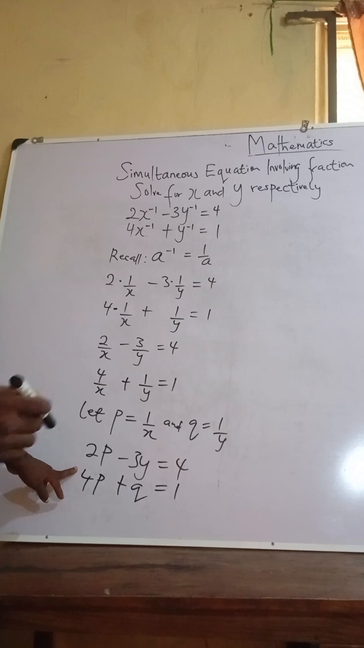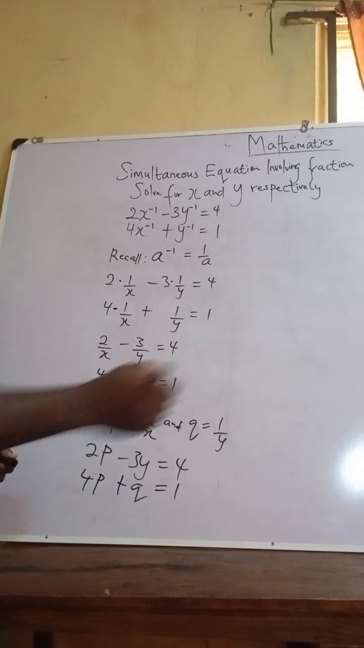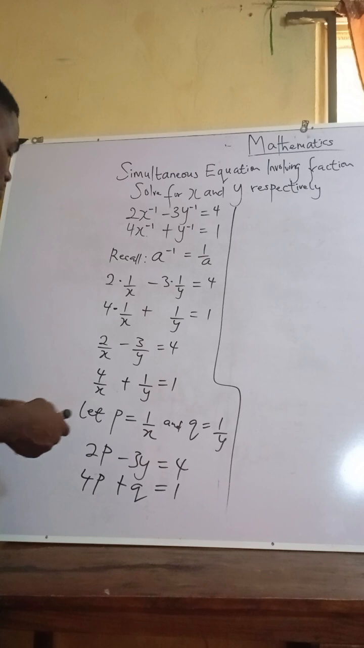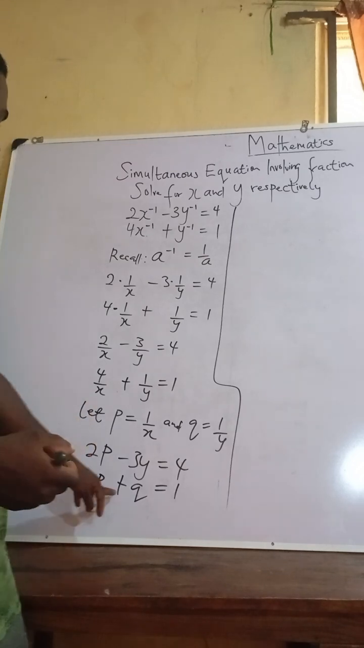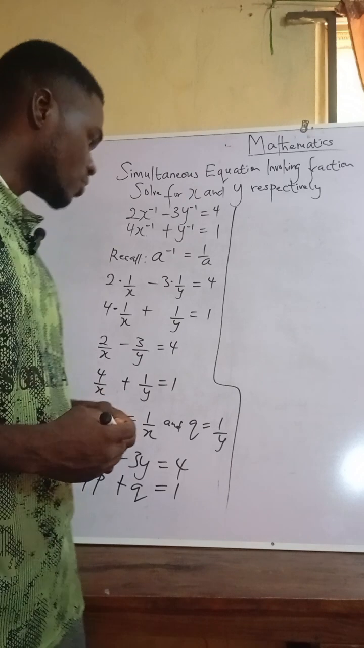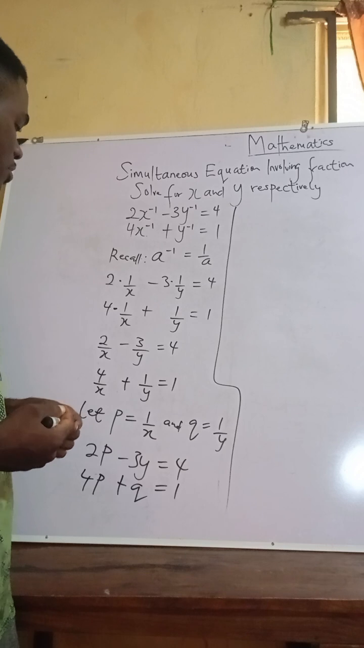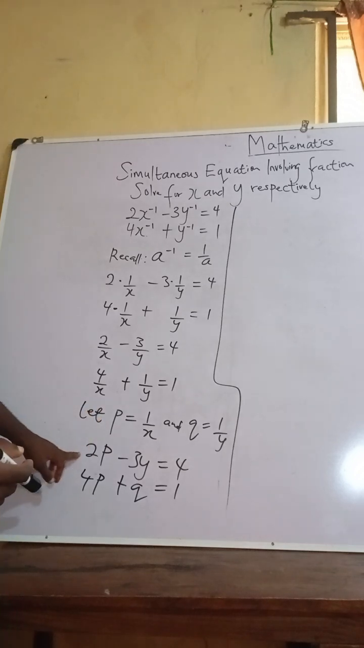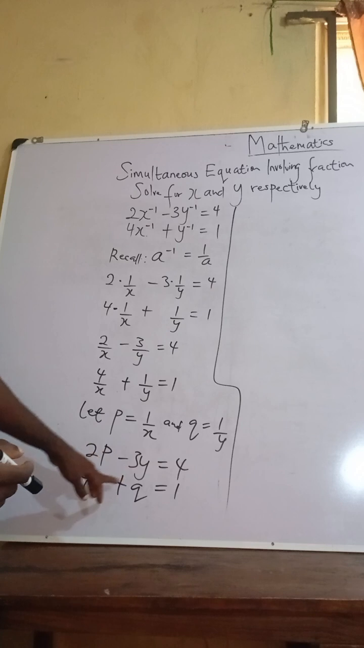Now I'm going to solve this using the method of elimination. Let me split the board and finish up. So 2p minus 3q is equal to 4, and 4p plus q is equal to 1, are equations 1 and 2 respectively. Before you eliminate, you should first check the variable you want to eliminate. They should have the same coefficients.